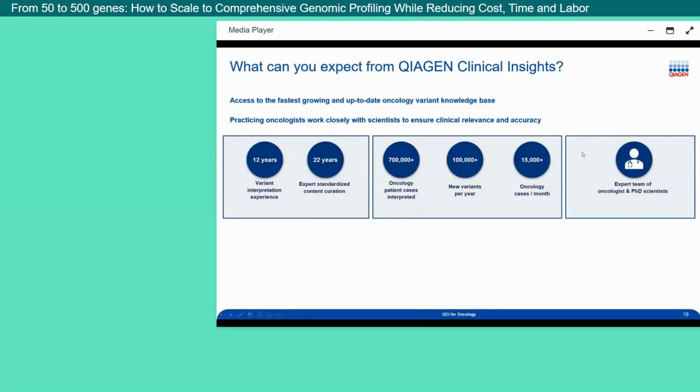Why should you trust QIAGEN's genomic knowledge? Behind the scenes sits an excellent team of experts who are oncologists and Ph.D. scientists. QIAGEN variant scientists work very closely together with practicing oncologists from a range of subspecialties, such as solid tumors, the heme space, and neuro-oncology, who apply direct clinical experience to the interpretation and ensure clinical relevance and accuracy.